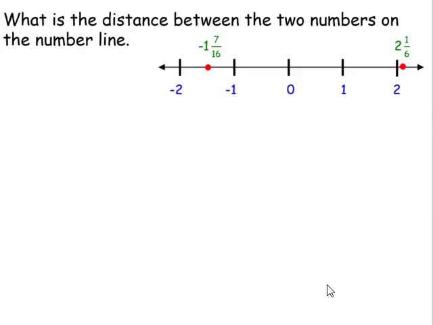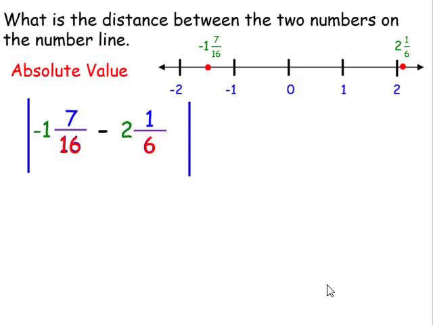What is the distance between the two numbers on the number line? We'll have to use the absolute value of the difference of the two numbers, which is the absolute value of negative 1 and 7/16 minus 2 and 1/6.